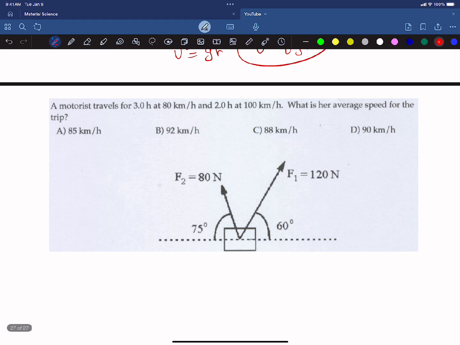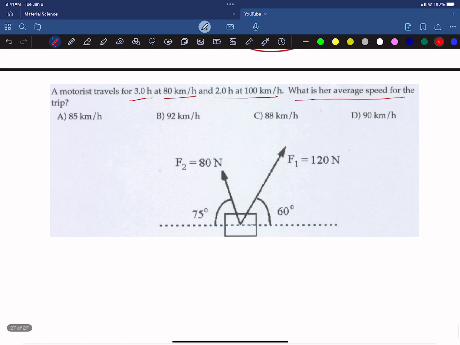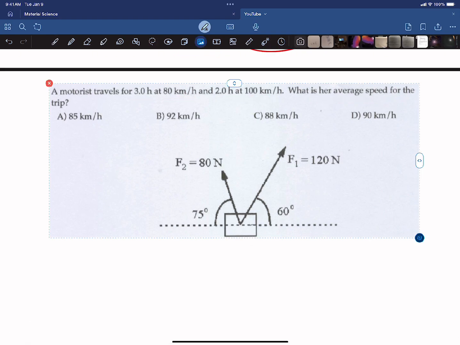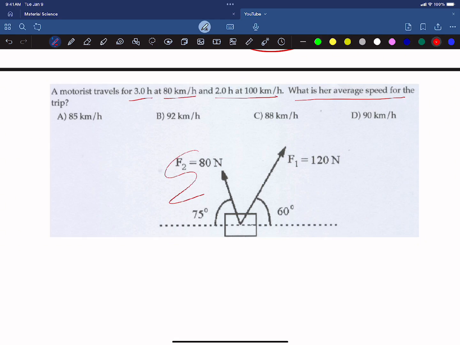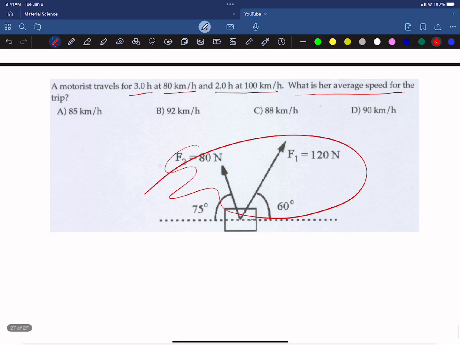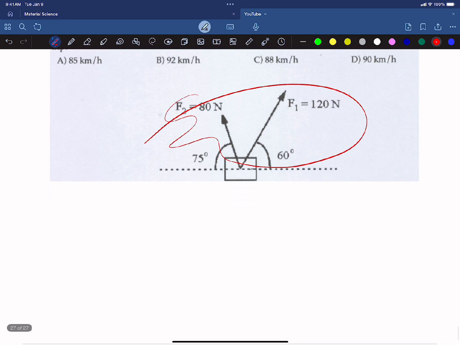So this is our next question. A motorist traveled for 3 hours at the speed of 80 km per hour and 2 hours at the speed of 100 km per hour. What is her average speed for the trip? Now this diagram is useless, it's for the second question. So for distance 1, she travels 80 km per hour for 3 hours.